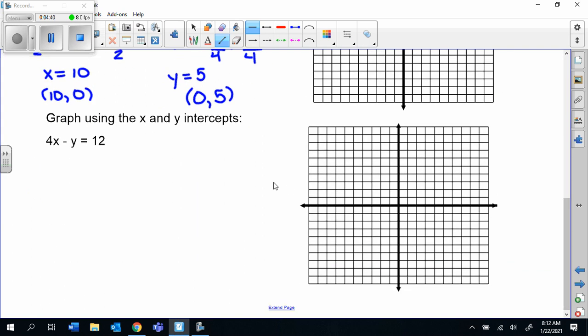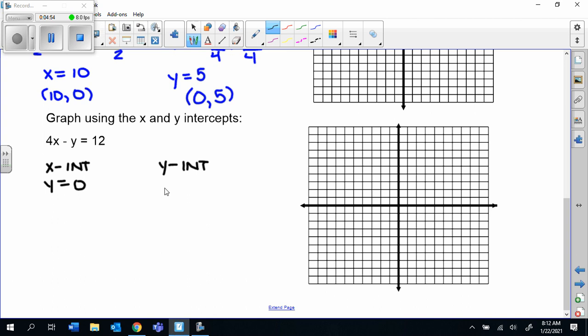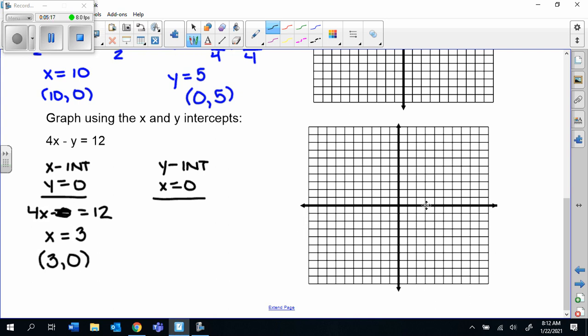That's it. Graph using the x and y intercepts. I like to always make my little chart for the x-intercept, y equals 0. For the y-intercept, x equals 0. So let's plug y equals 0 in. That part's going to go away. Divide by 4, divide by 4, x equals 3. So that's going to be a point on the graph here.